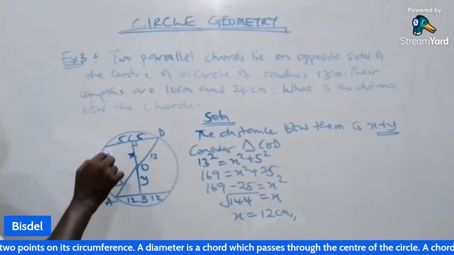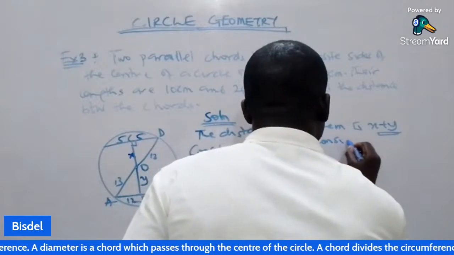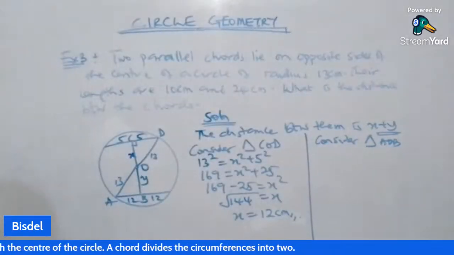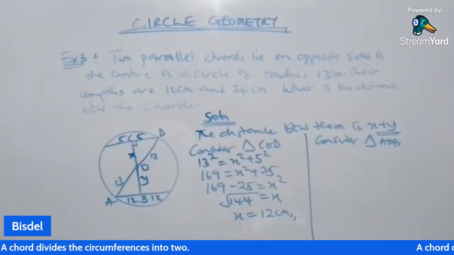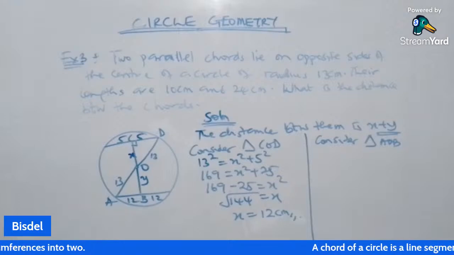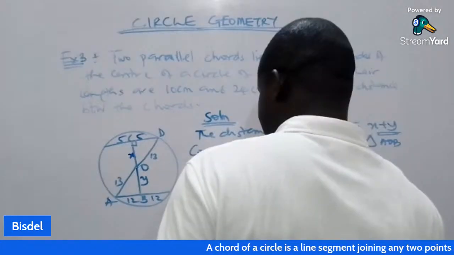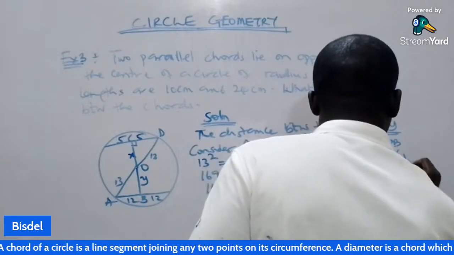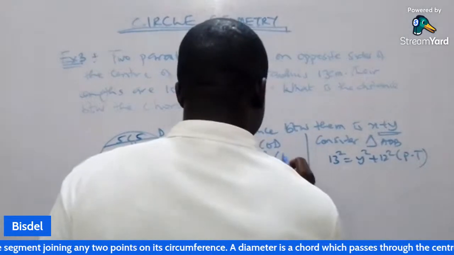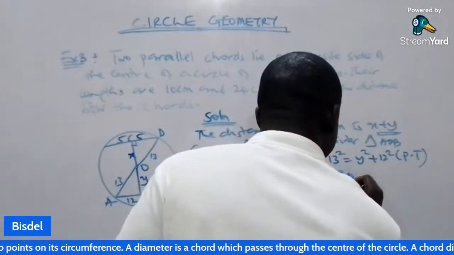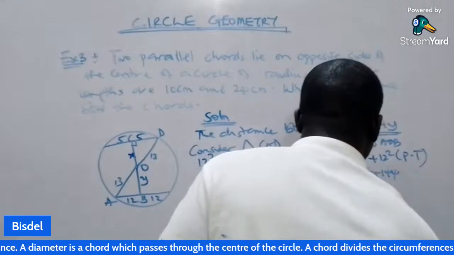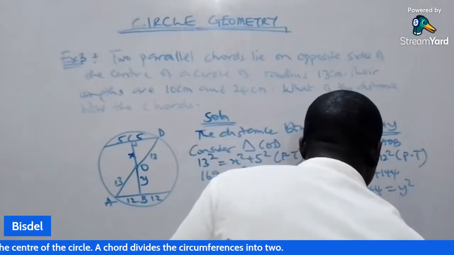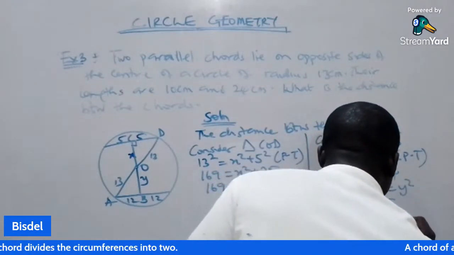So I will go ahead and consider the second triangle. Consider triangle AOB, that is the triangle below. In this case, the hypotenuse is still 13. I have 13 squared equal to y squared plus 12 squared. In this case, also, it is Pythagoras theorem that I apply. I have 169 equal to y squared plus 144. 169 minus 144 is equal to y squared. So y squared is equal to 25. So y is equal to 5 centimeters.